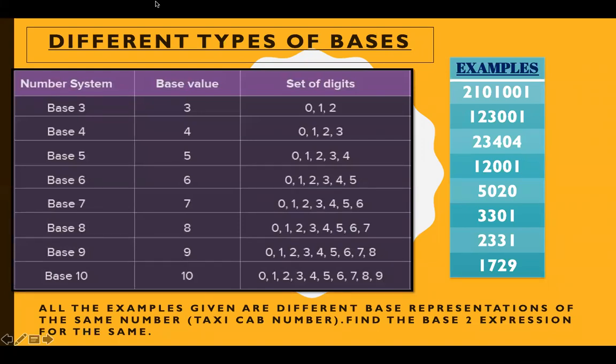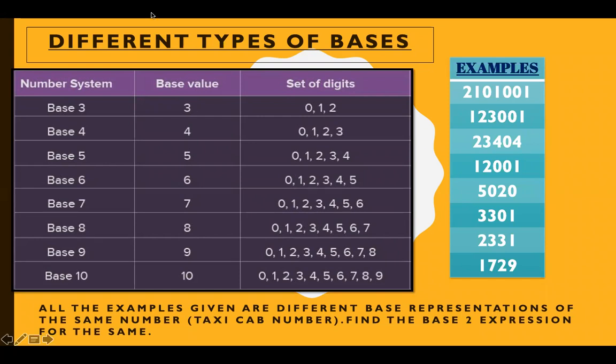So let's start with base 3. Here the base value is 3, and the set of digits is 0 to n minus 1, that's 2. So 0, 1, and 2. Like for base 4, you have the digits 0, 1, 2, and 3. For base 5, it becomes 0 to 4, and so on. Base 10 we already discussed.